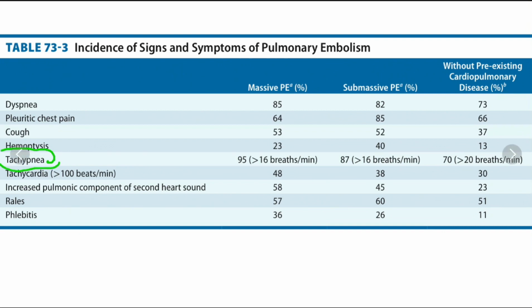Tachypnea is the most common sign, and dyspnea is the most common symptom. It used to be present in 85% of cases of massive pulmonary embolism, 82% of cases of submassive pulmonary embolism, and 73% of cases without pre-existing cardiovascular disease. Then come pleuritic chest pain, cough, hemoptysis, increased pulmonary component of the second heart sound, rales, and phlebitis. So these things also used to be there.